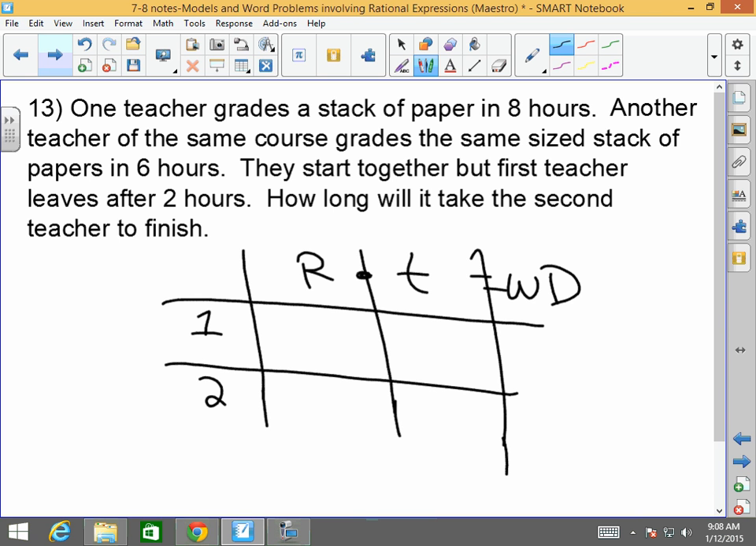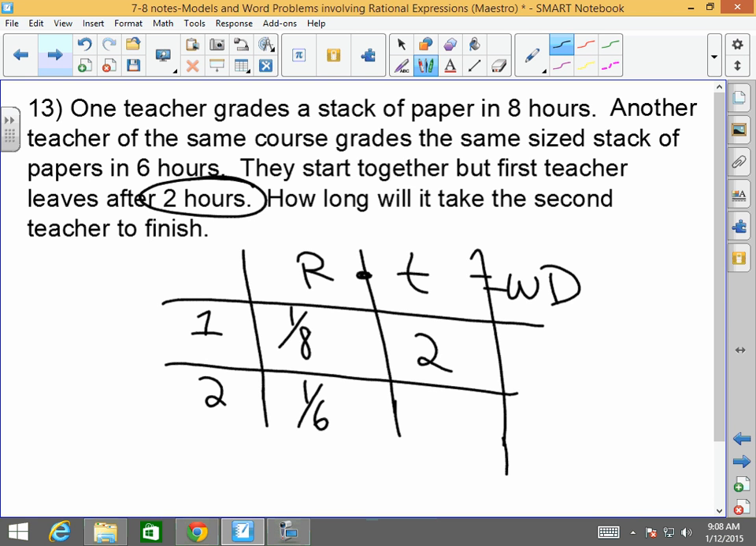Teacher 1 can grade it in 8 hours. So this teacher does 1/8 of the job in an hour. Teacher 2 can grade the stack in 6 hours. So he does 1/6 of the job in 1 hour. Teacher 1 leaves after 2 hours. So this particular teacher worked for 2 hours. Yes, he did complete 1/4, but let's not go that route. We have to fill out the table first, but thank you.